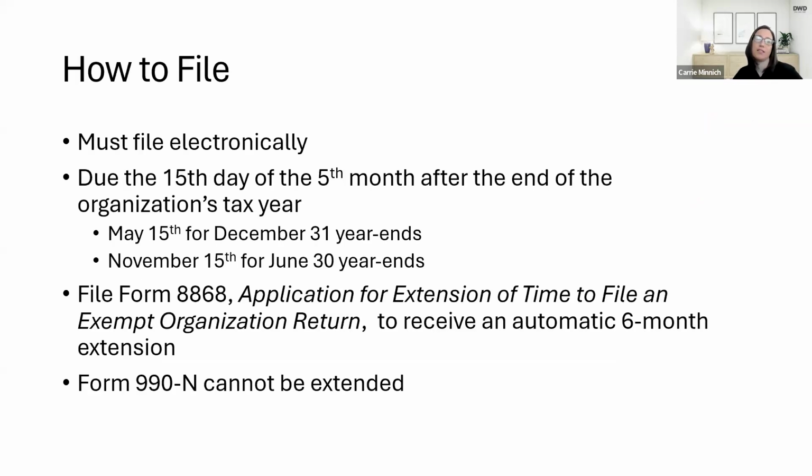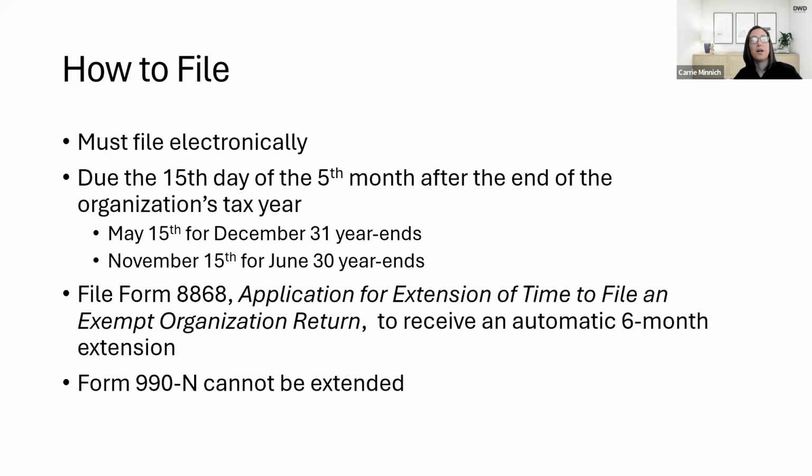So how do we file this form with the IRS? Regardless of which form you file, it does have to be filed electronically with the IRS. No paper returns. It is due the 15th day of the 5th month after the end of the organization's tax year. So for all of you organizations that have a December 31 year end, your 990 is due May 15th. For all of you that have a June year end, your 990 is due November 15th.